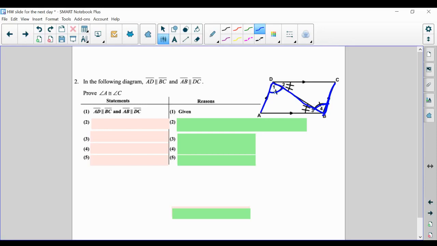What are these angles called? One on the left, one on the right. And they both are inside, right? Between AD and BC. So looking at 1 and 4, they're inside.